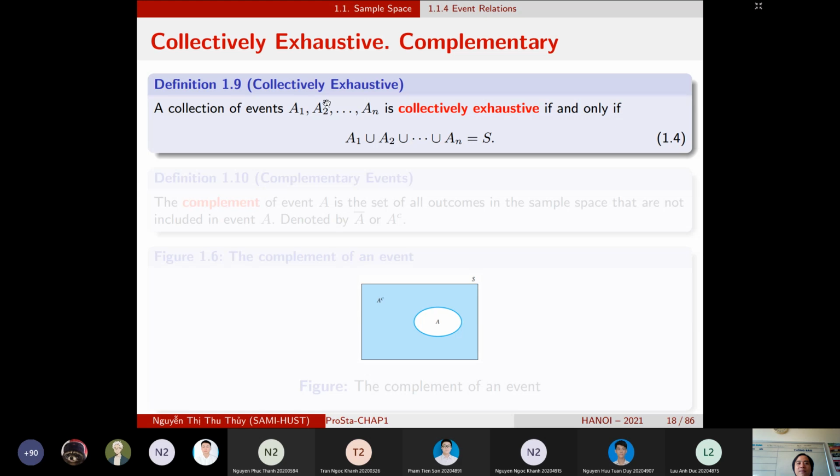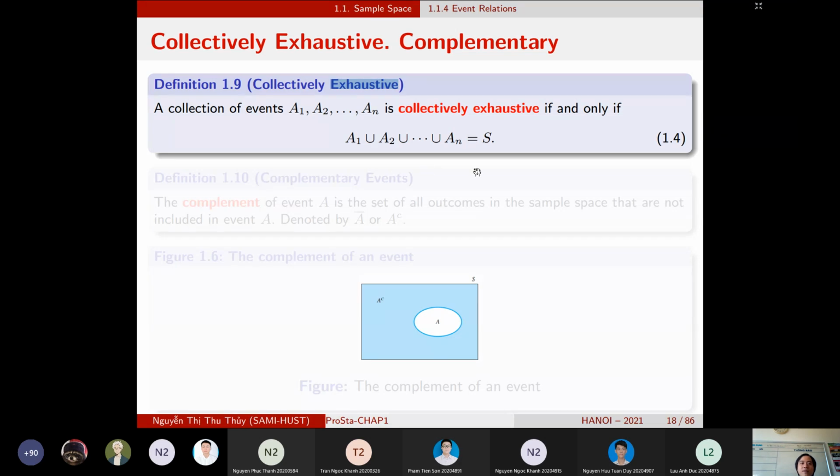So we have two parts here. The first part is collectively, which means we take the union of them. Exhaustive means we have no other choice, no other outcome outside the union. That's easy to understand as the definition.